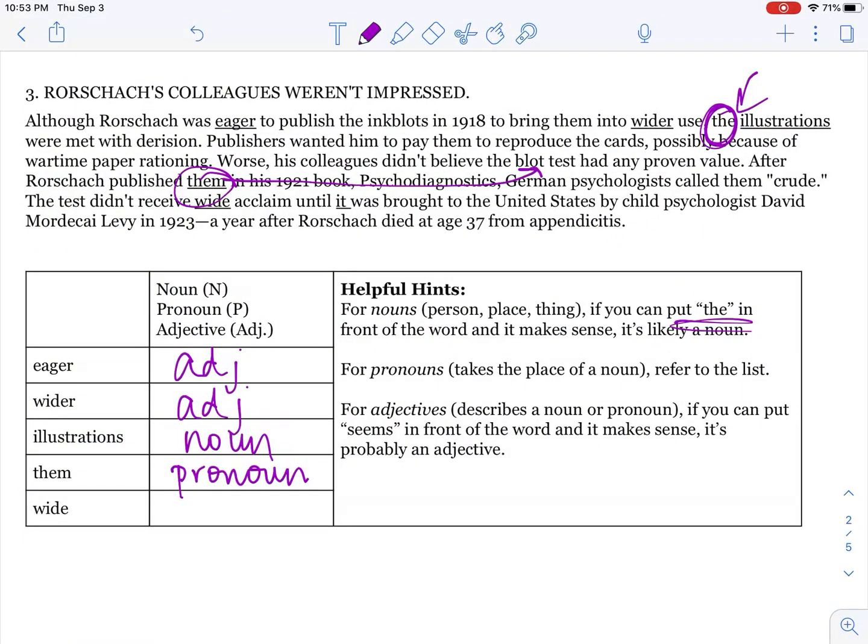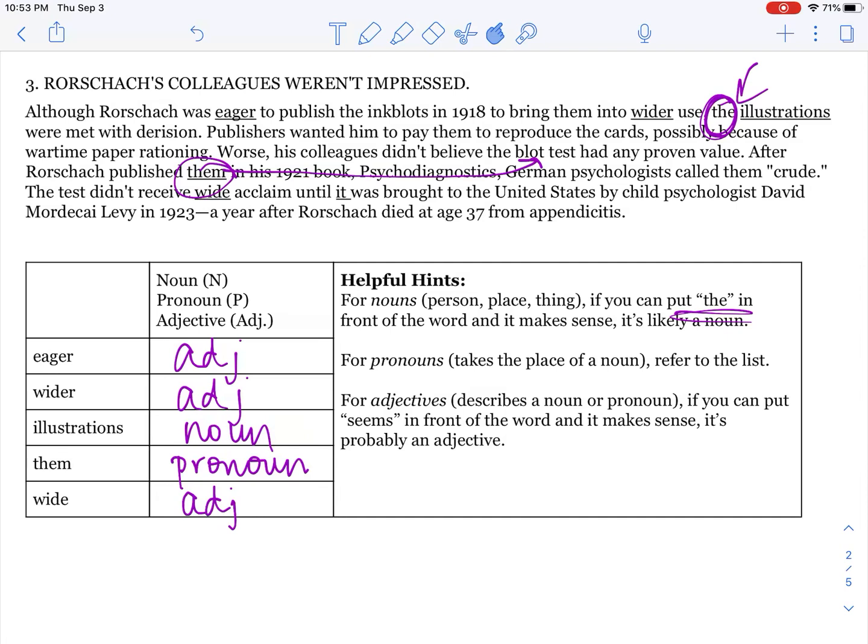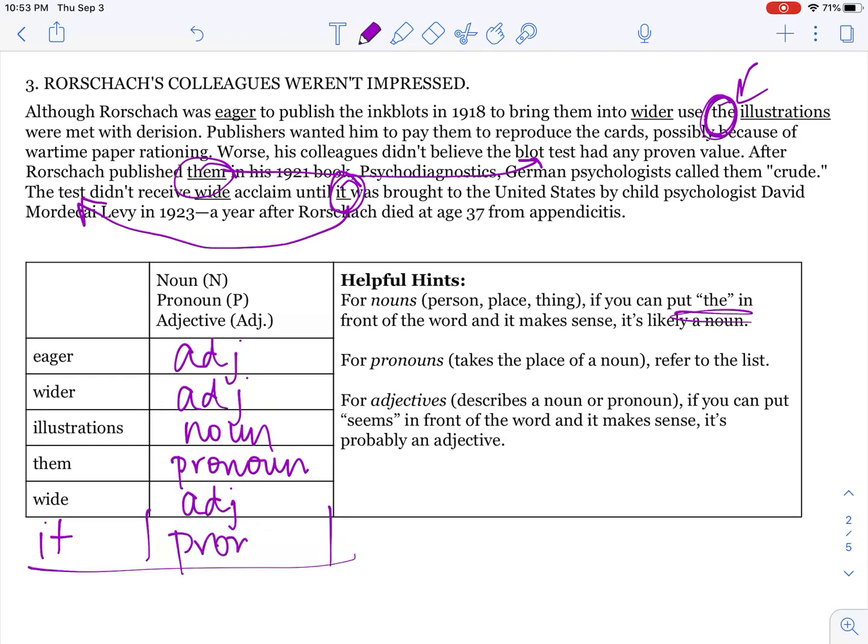Okay, wide. Let's look at that. Is it the wide or seems wide? Because it's not taking the place of a noun. If you guessed seems wide, that's correct. You could say that doorway seems wide. So that's an adjective. Okay. Looks like I forgot to put it. It is taking the place of a noun. So the test didn't receive wide acclaim until it. So this right here is talking about test. If I didn't have that pronoun, it would say the test didn't receive wide acclaim until the test was brought to the United States. So I'm going to put it, pronoun.